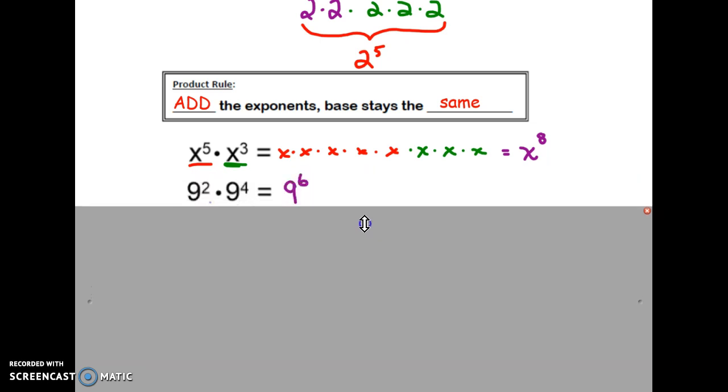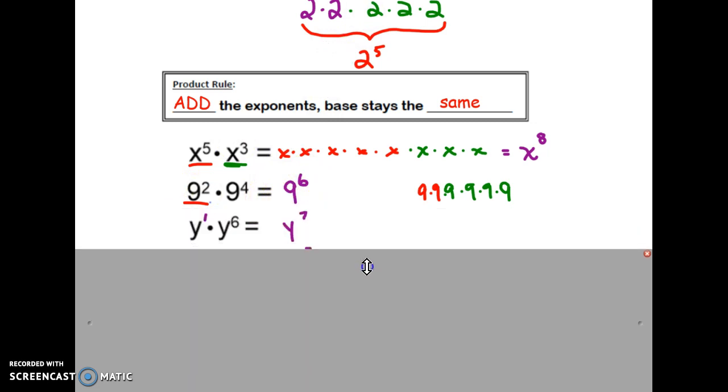Okay, now that you've tried a couple on your own, let's see. Did you leave the base 9? And did you add your exponents to see that there would be 6 altogether? If you wrote it out, your work probably looks something like this. 9 squared would be represented by 9 times 9. And then 9 to the 4th would be represented by 1, 2, 3, and 4. So all together you can see that we have 6 of those bases that are all 9. So 9 to the 6th power is a good way to write this problem's answer.